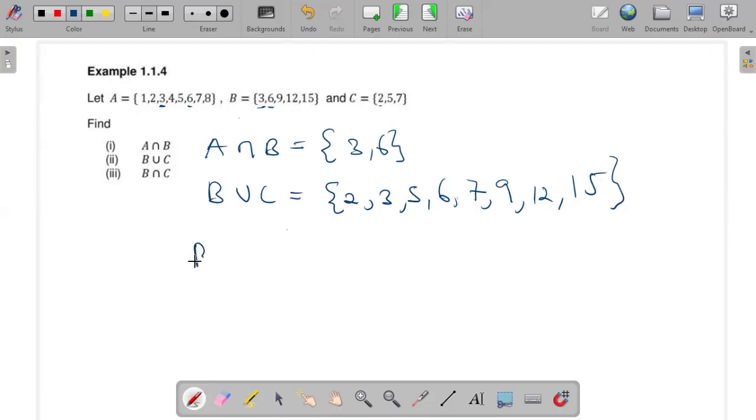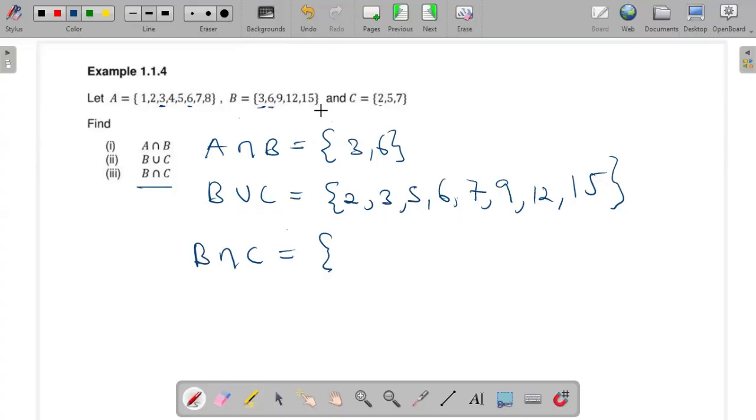Then the next part is B intersect C. What is B intersect C? So B intersect C here is what is common in B and in C.